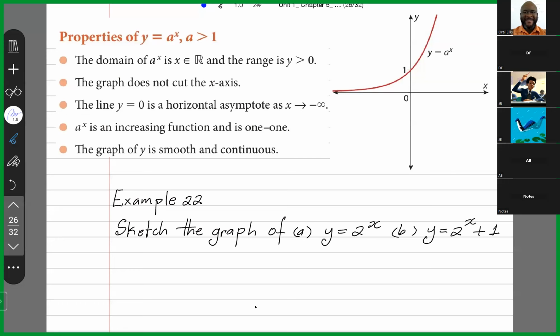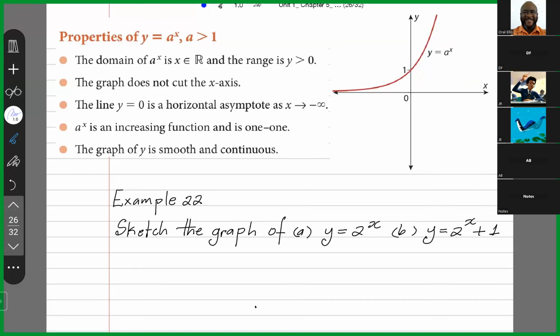All right, so before we look at example 22, we can just discuss the properties of y is equal to a to the x. Now, the graph to the right can help us to discuss these properties. For this type of graph, a is greater than 1. So a is a positive number and it is greater than 1.